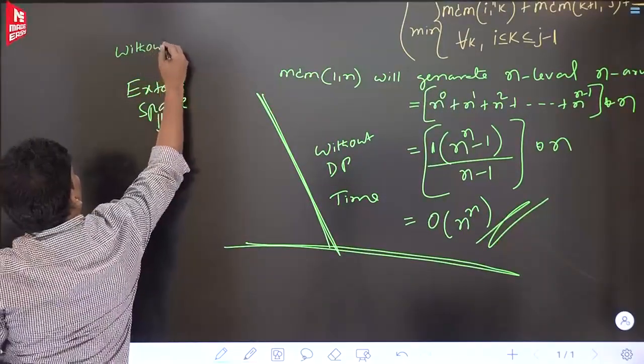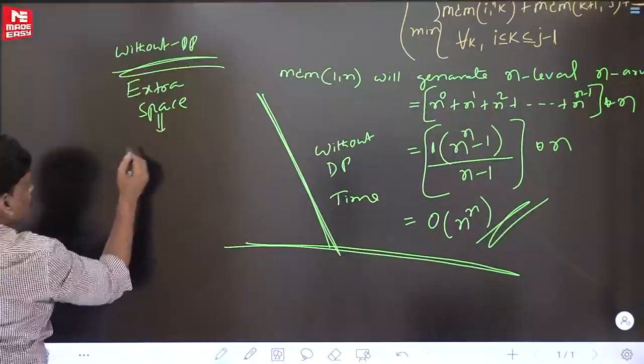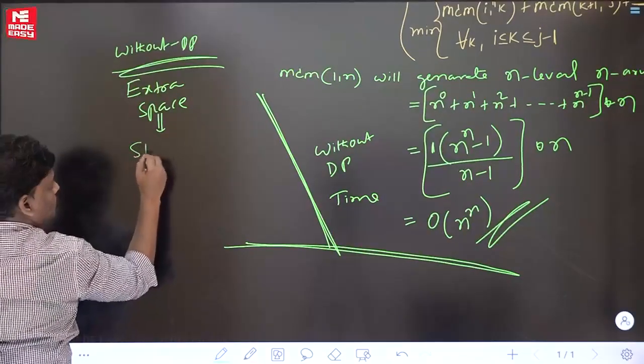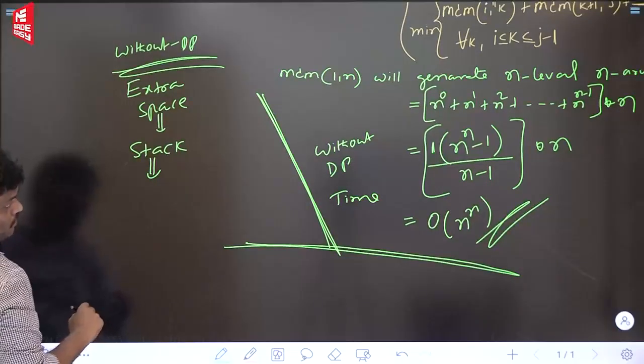Without DP, without dynamic programming, what is the extra space? Let me check here. Extra space means what? Because it is a recursive program, what is the answer? Stack. Recursive programming requires a stack. Can you say what the stack is?